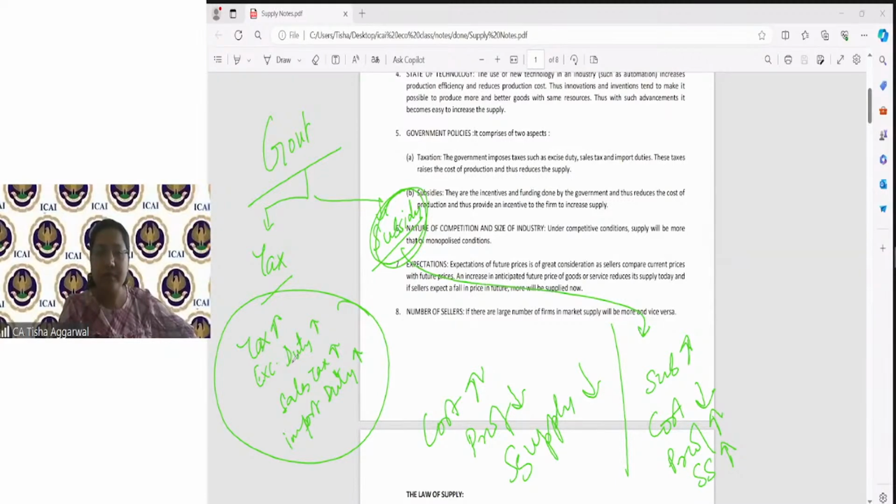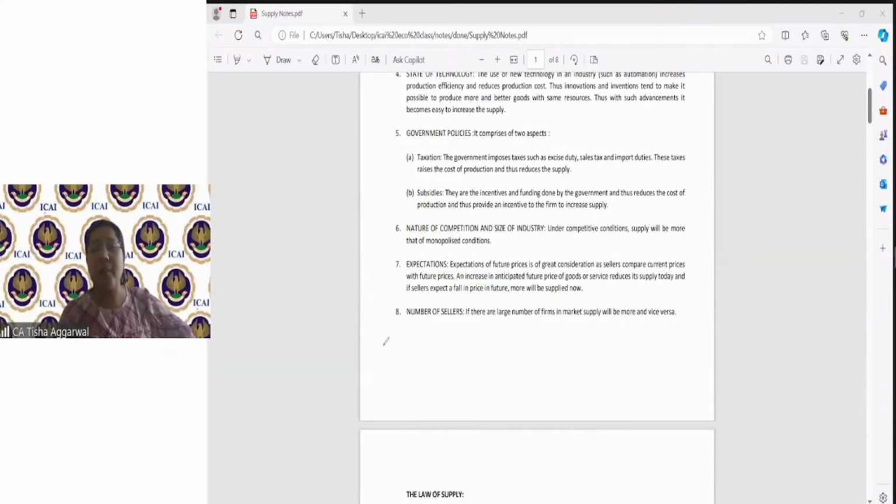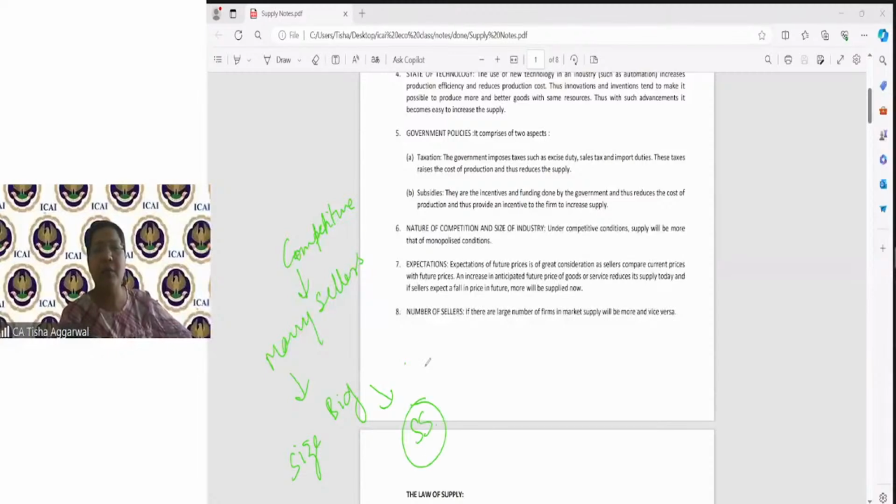Okay. Next is nature of competition. If there is a competitive market, that means there are many sellers. If many sellers are there, industry size is big. So supply will be less or more? Come on, put it in the chat box. More or less? Very good. More.